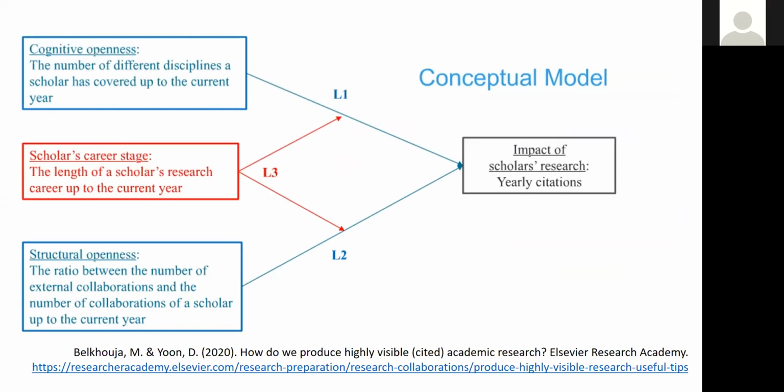There are three dimensions here that came out strongly in the study. First one, cognitive openness. Basically, what it means is your discipline. Are you skewed towards one discipline or many disciplines? Number two, your age. Are you at the early stage or the senior stage? That will also determine the impact. And thirdly is structural openness. What we mean by structural openness is the kind of collaboration. Are you comfortable with external collaborators, or are you just looking at within your institution?